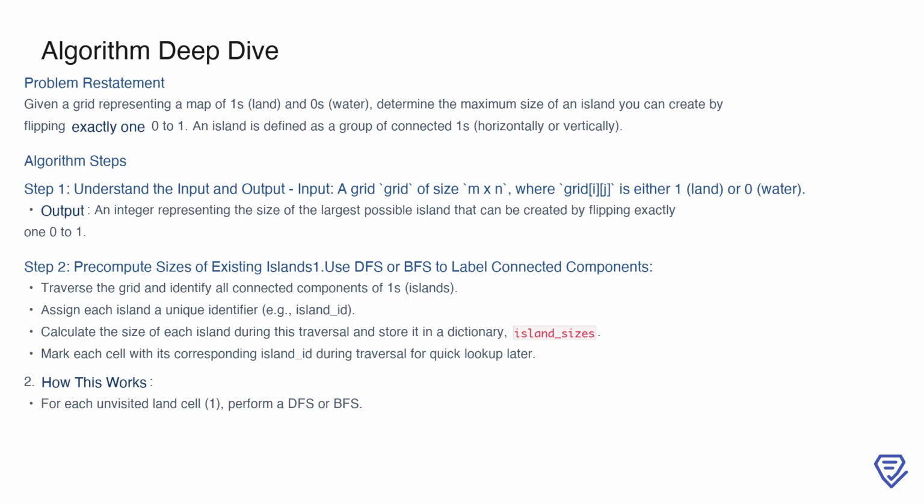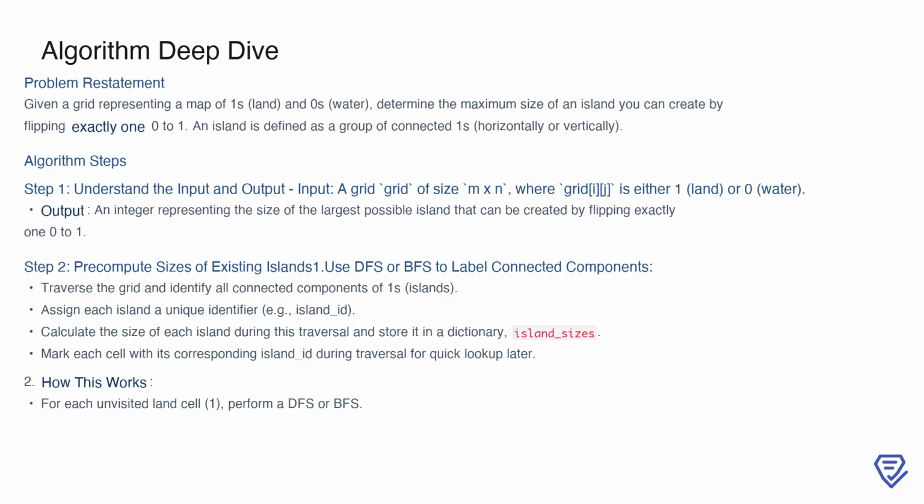An island is defined as a group of connected land cells linked horizontally or vertically. The output is the size of the largest island achievable through this single flip. The first step in our approach involves identifying all the existing islands in the grid. Using either depth-first search, DFS, or breadth-first search, BFS, we traverse the grid to locate connected components of ones. These components are assigned unique identifiers, referred to as island_IDs.